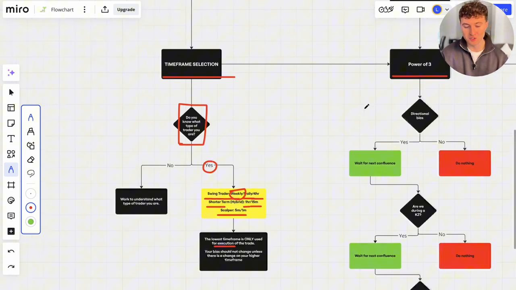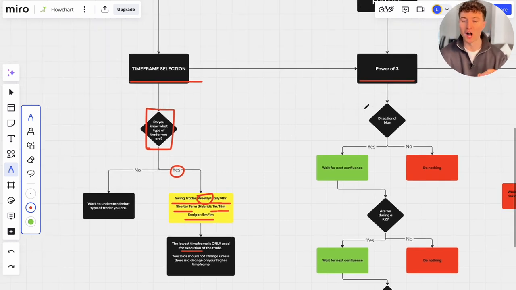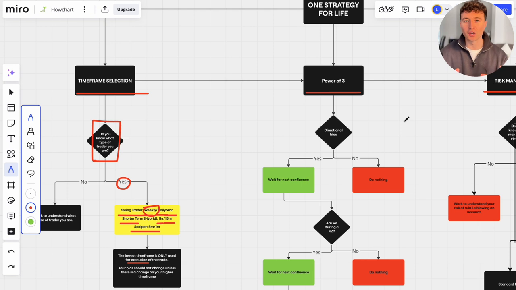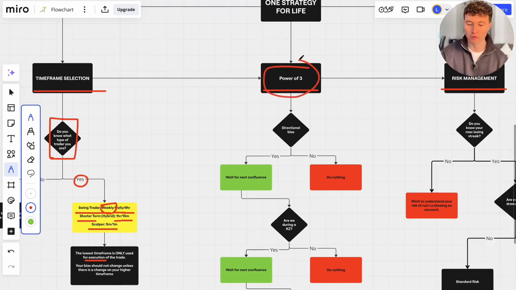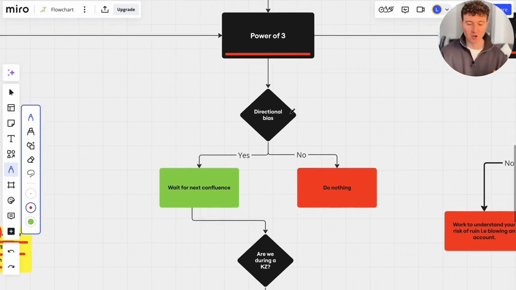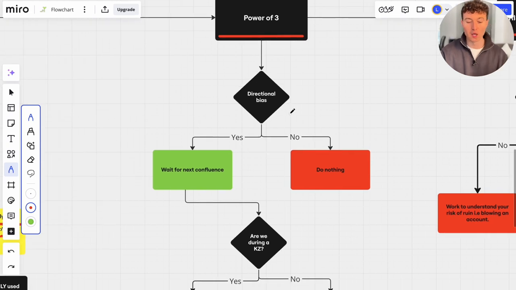This then moves us to step number 2, which is the power of 3. And step number 1 was incredible. However, if you do not understand the framework of step number 2, there is no way that you could ever become profitable within the markets. And step number 2 is the power of 3. And this is where we start delving deep into strategy. And what I've simply done is broken this down into a further 4-step process.